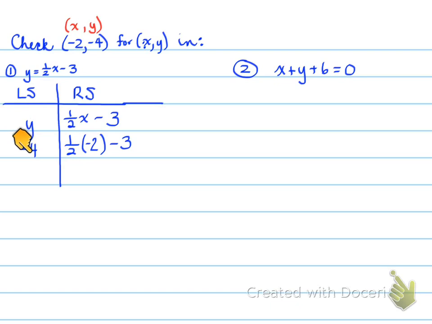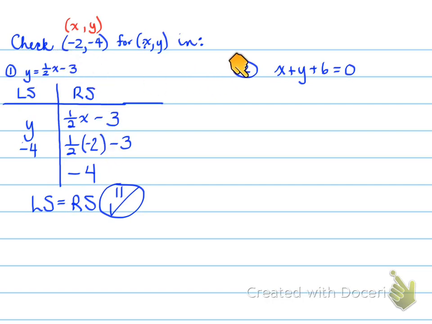So now that we have that, what we can do is solve for the right side. So 1/2 of -2 is -1. -3 gives us -4. And folks, do you see what I see? Yes, I hope you do. The left side equals the right side. And we have now checked it, that it's equal. And guess what? That has made us happy. So folks, we can say that yes, definitely, -2, -4 is a solution for equation number 1.